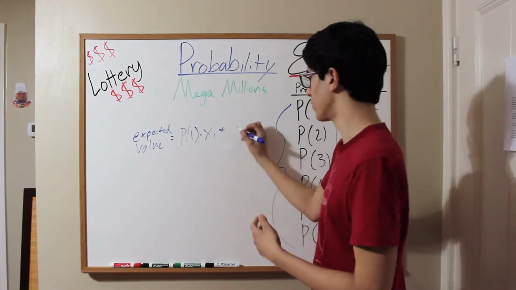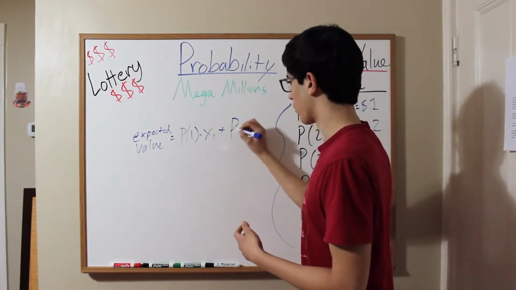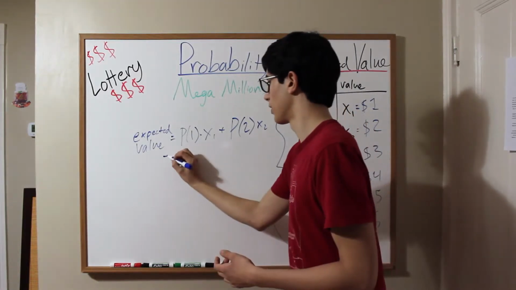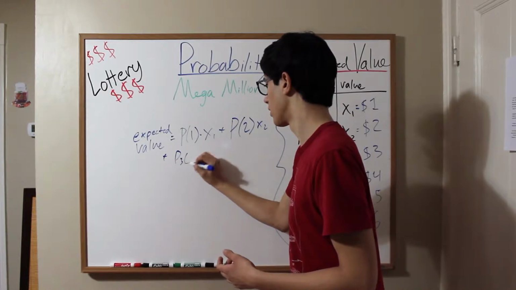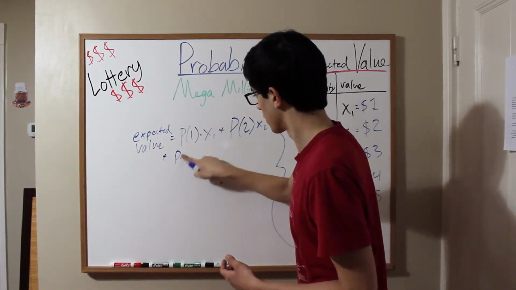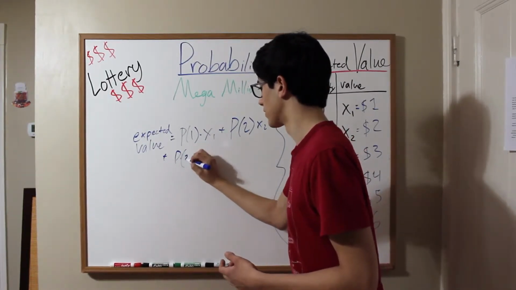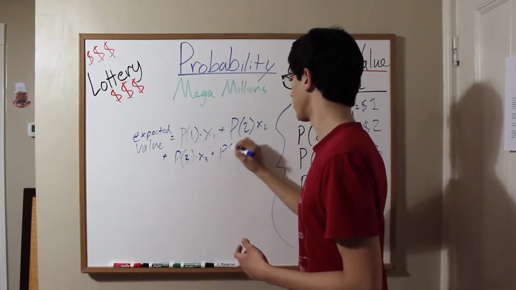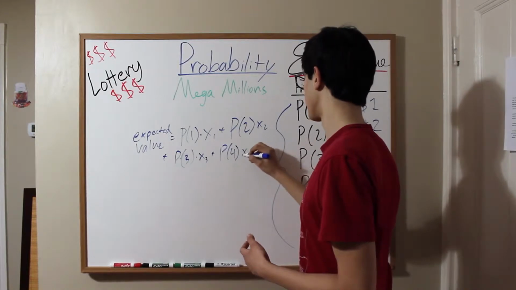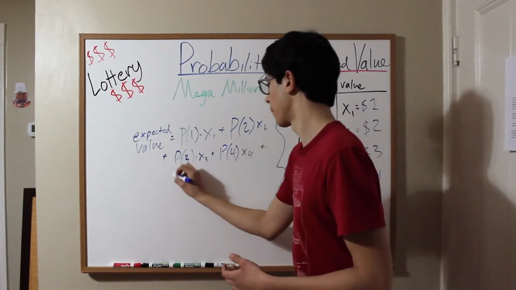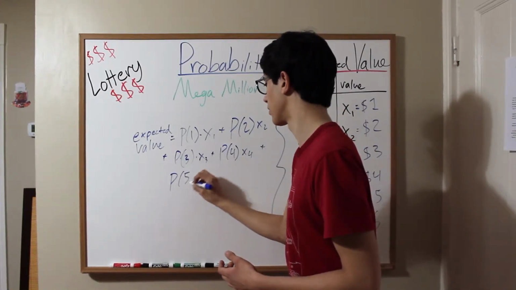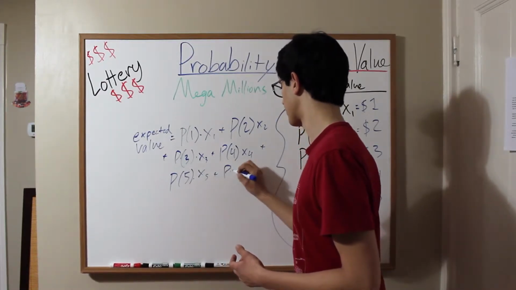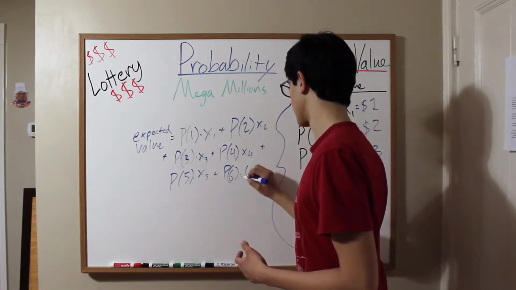So expected value is probability of 1 times x of 1, where x is value, probability of 2 times x of 2, where x is value, plus probability of 3 times x of 3, plus probability of 4, x of 4, plus probability of 5, times x of 5, plus probability of 6, times x of 6.